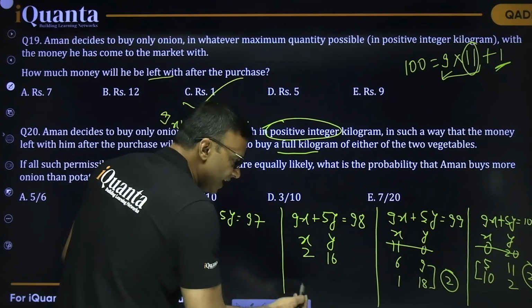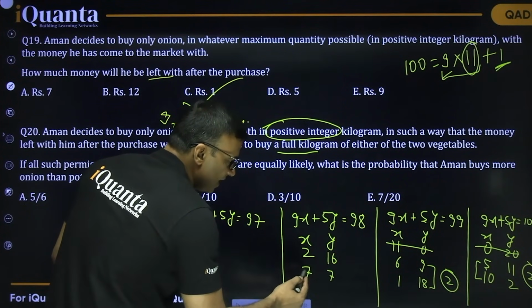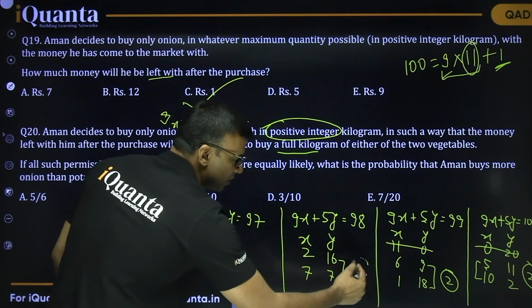The next value is very easy. 2 plus 5, 7. 16 minus 9, 7. Next value is again very easy. 7 plus 5, 12. But 7 minus 9 is minus 2. So don't go beyond. Here also 2 solutions.